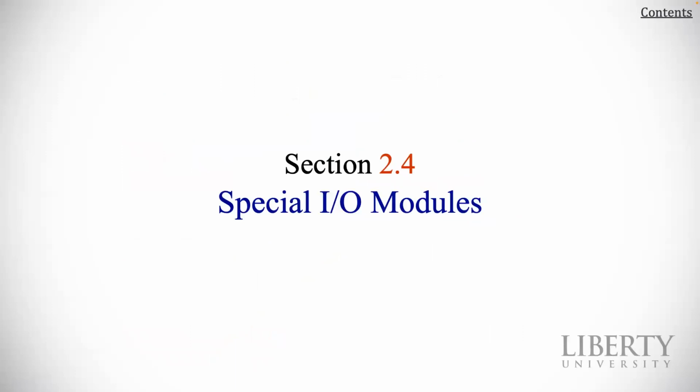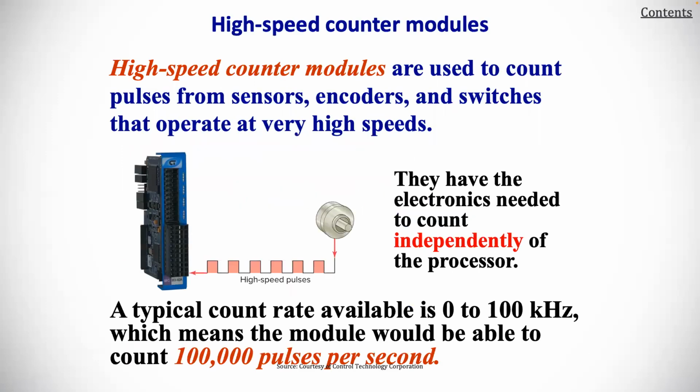Okay, let's get into section 2.4, special I/O modules. For high-speed counter modules, high-speed counter modules are used to count pulses from sensors, encoders, and switches that operate at very high speeds. You have the electronics needed to count independently of the processor. A typical count rate available is 0 to 100 kilohertz, which means the module could count 100,000 pulses per second.